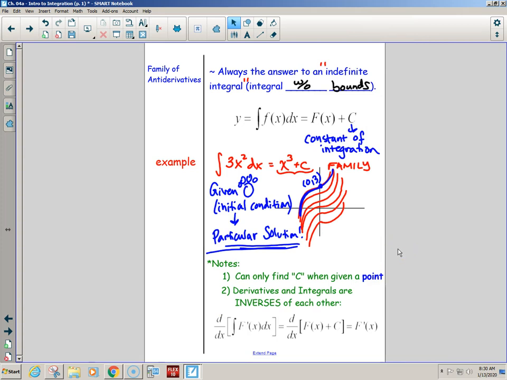And then the other note is that derivatives and integrals are inverses of each other, which hopefully we kind of know because integration is undoing the derivative, antiderivative, and undo in math is always an inverse relationship. So I'm going to write off to the side. Just a quick reminder. Remember, they undo each other.